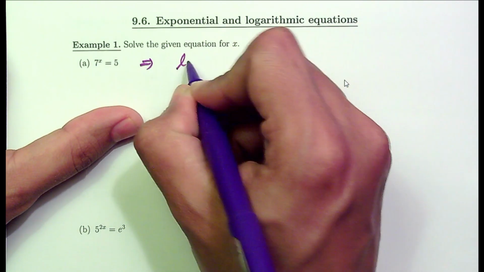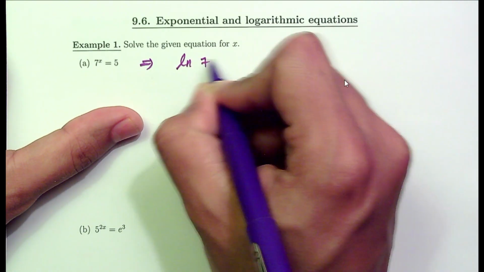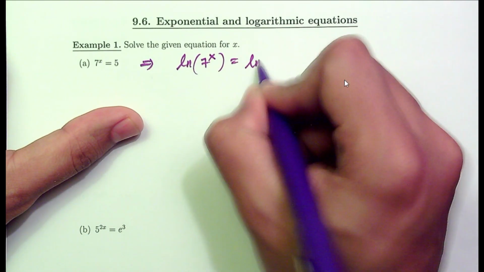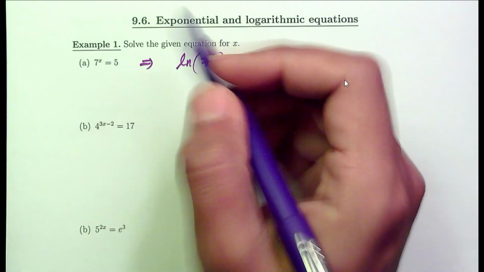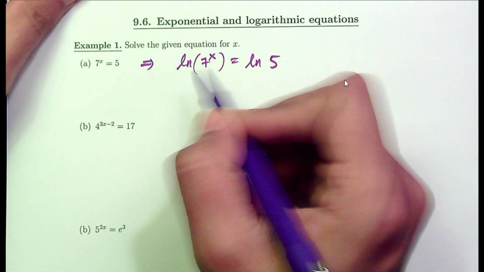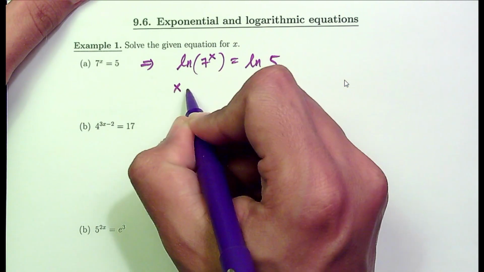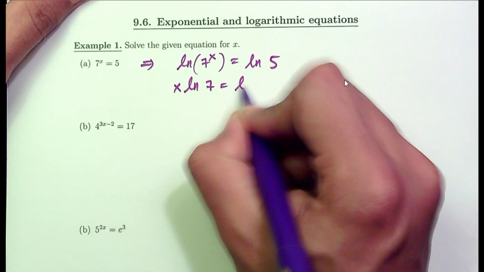Okay, so putting ln on both sides, you get ln of the left, which is 7 to the x, equals ln of the right, so ln of 7 to the x equals ln of 5. All right, now using that property of the logarithm that I just reminded you of, the x moves to the front, so this is going to be x ln of 7 equals ln of 5.